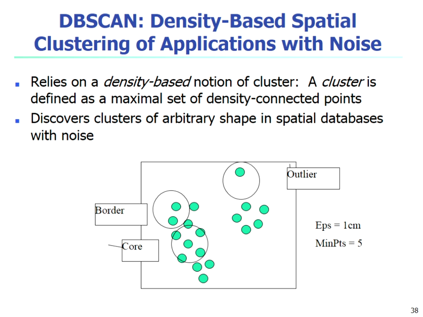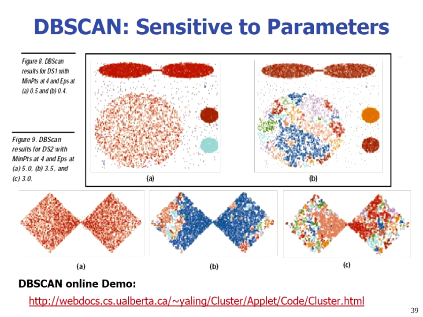So DBSCAN is an example of a density-based method. DBSCAN is the abbreviation of Density-Based Spatial Clustering of Applications with Noise. This method relies on a density-based notion of cluster, and a cluster is defined as a maximal set of density-connected points. This method discovers clusters of arbitrary shape in spatial databases with noise. This is an example. We can find a demo of DBSCAN in the link.